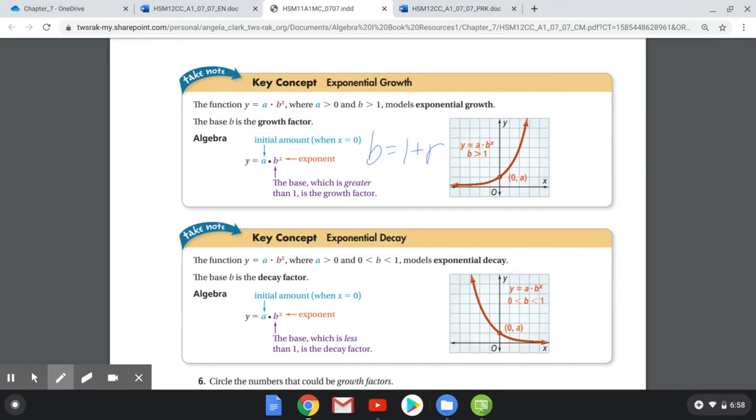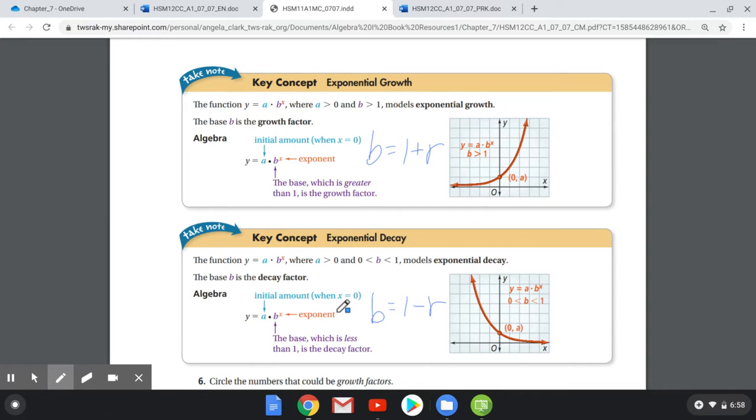So in a word problem situation, to find B, that's going to be 1 minus that rate. So if I have 5%, then it's going to be 1 minus 0.05, or 0.95 is what that would end up being. 0.95 would be my multiplier. So notice that that's below 1, right? Whenever we're dealing with decay, B should be less than 1, but it should still be positive.